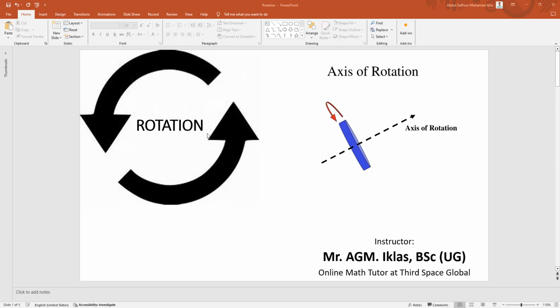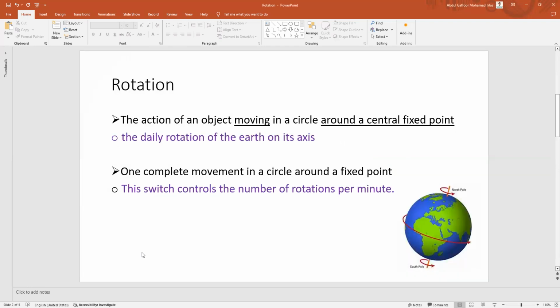So to understand this concept, I have inserted two pictures over here. If you look at the first picture, there are two curved arrow marks, so it indicates something is rotating in this direction. And if you look at the second picture, a disk is rotating in this direction along this axis. So this is called axis of rotation. Let me go to the next slide to tell you what actually rotation is.